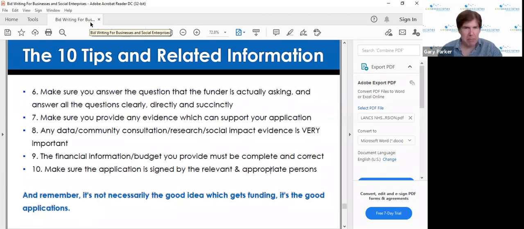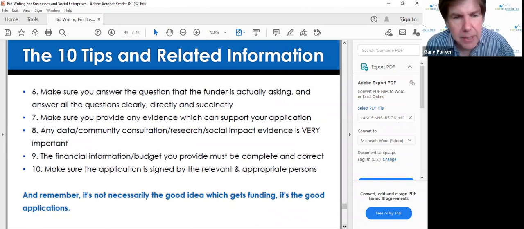And finally, make sure, if this is applicable, and these days you can do electronic signatures as well, make sure the application is signed by the relevant and appropriate persons. And indeed, that is a condition of funding as well on many funders, because, for example, the lottery do that. They ask you to sign a declaration at the end of your application to say who you are and that you have written the bid.